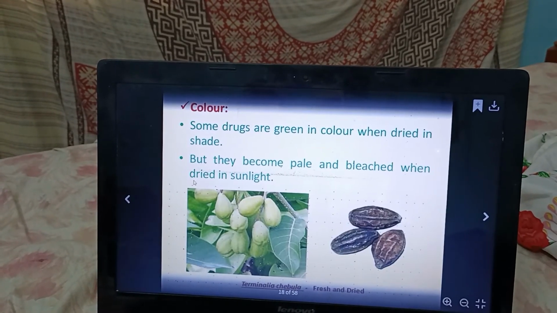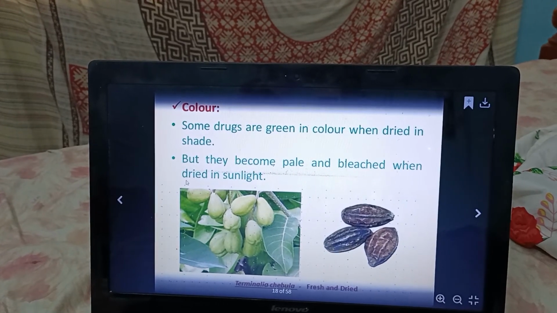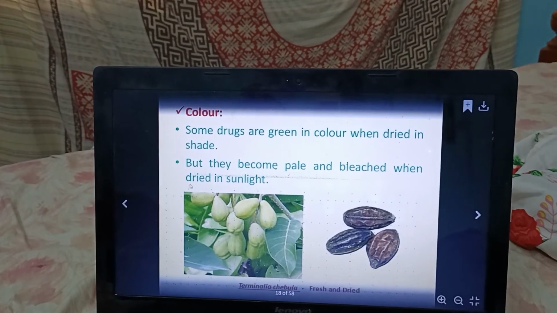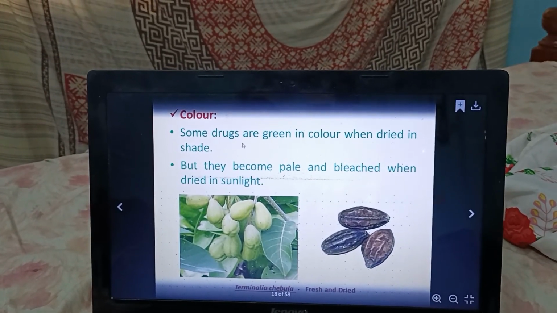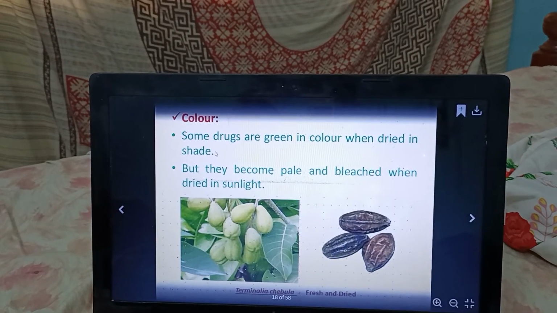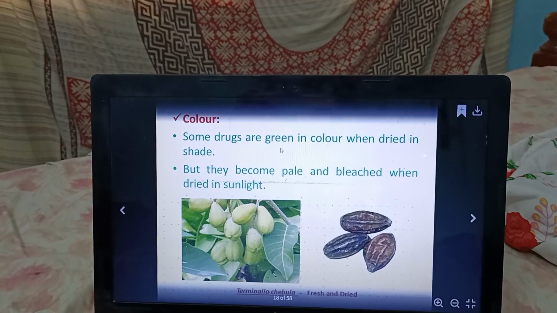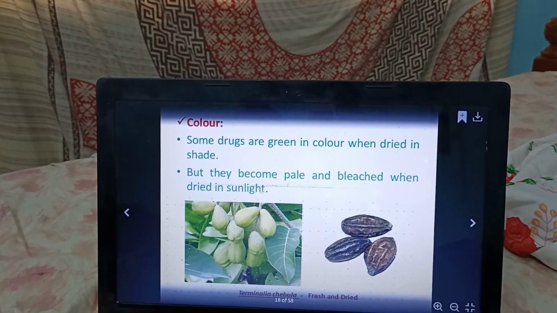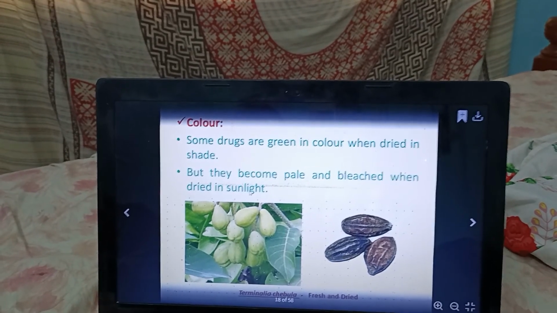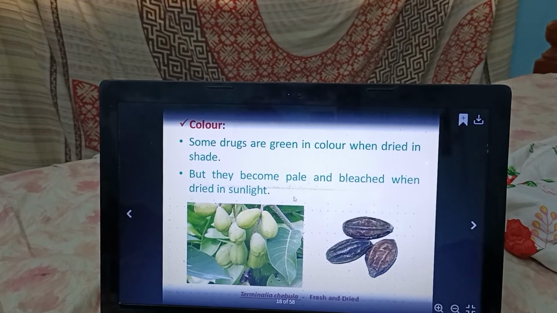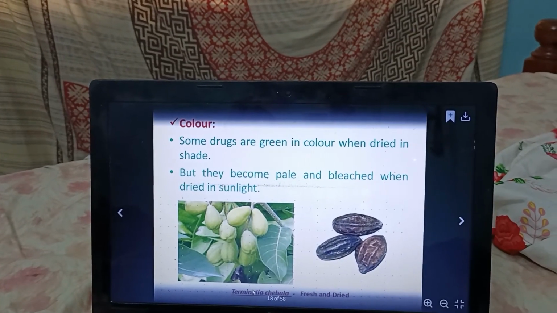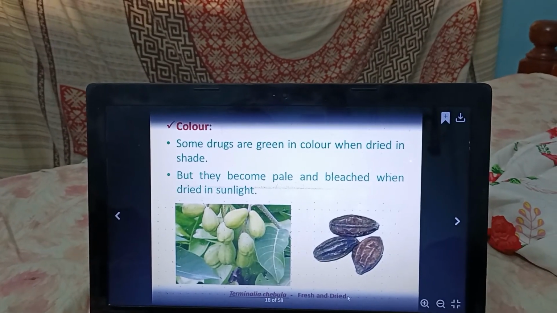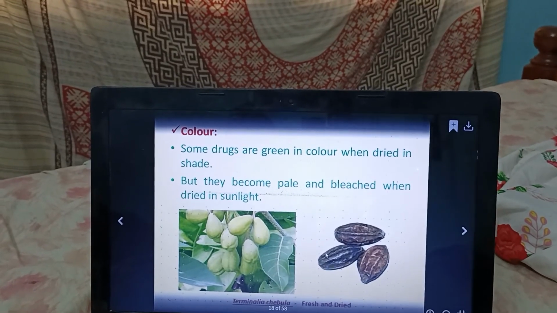First one is the color. Some drugs are green in color when dried in shade, but they become pale and bleached when dried in sunlight. So you can see the difference. When you dry in a shaded place, the color is different, but when we dry in sunlight, it could be a different color, due to the degradation process. This is Terminalia chebula. This is a fresh seed and this is a dried one. So see the color changes.